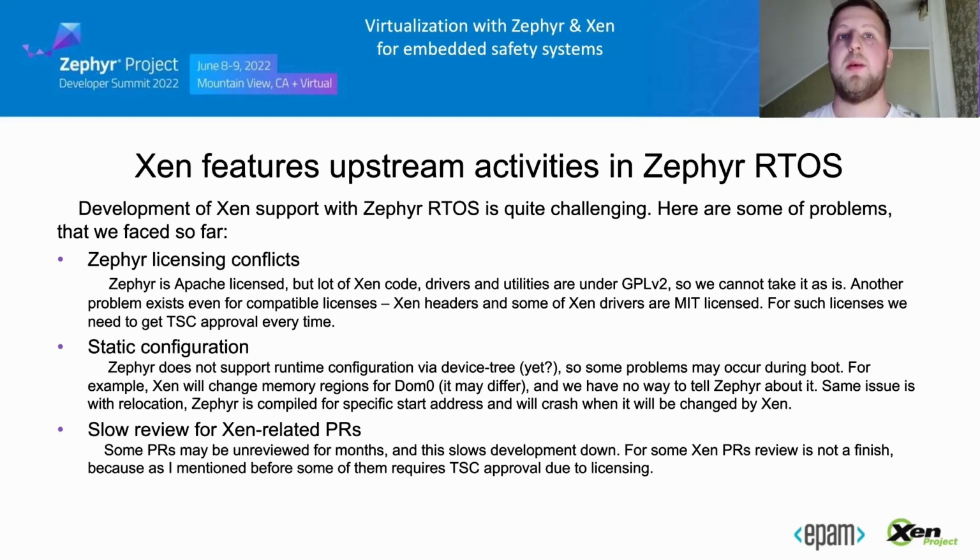Also, one of the problems is the slow review of Xen-related pull requests. Reviewers are not ready to approve changes that are related to Xen, and some of them may be unreviewed for a month. I hope this situation will change when interest in using Zephyr as a Xen guest rises.